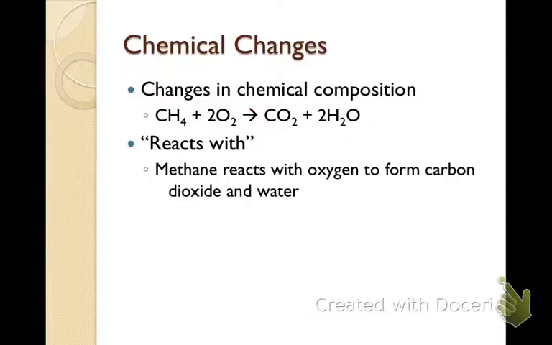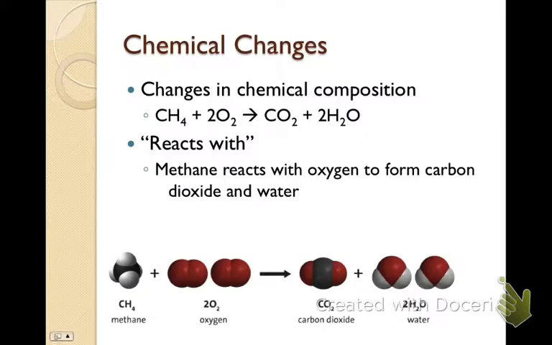So we can actually take a look at writing it out essentially. You see that methane reacts with oxygen, so you see that word reacts with in there to form carbon dioxide and water. That's the key for any chemical changes. If you see reacts with, then you know it's a chemical change.